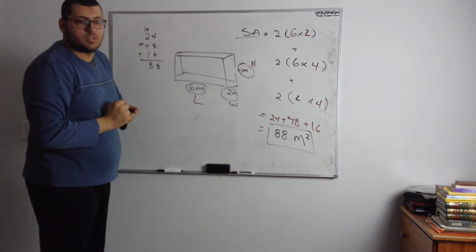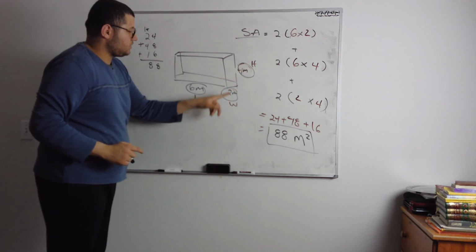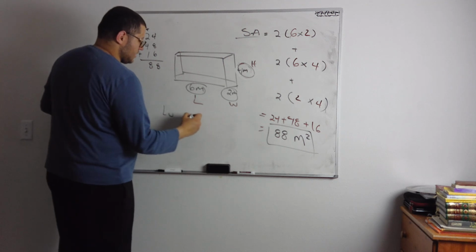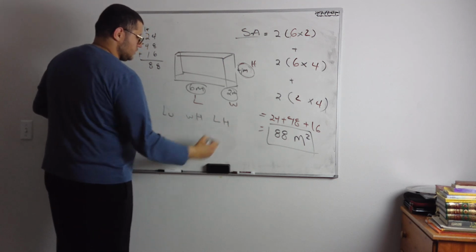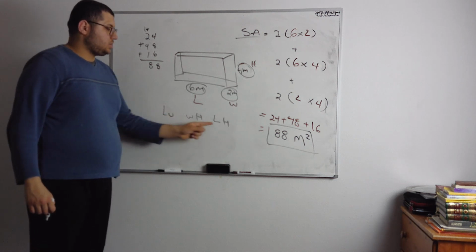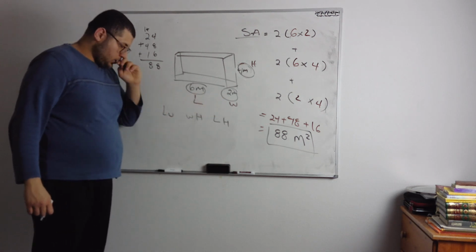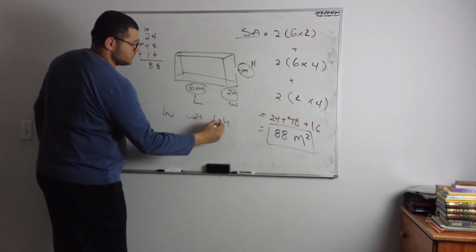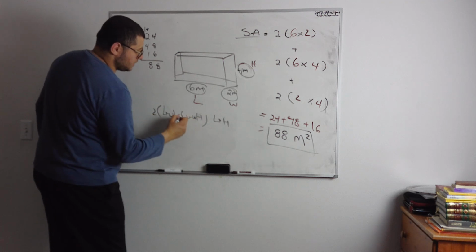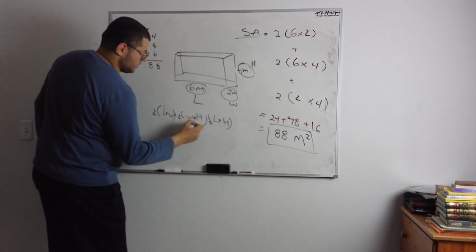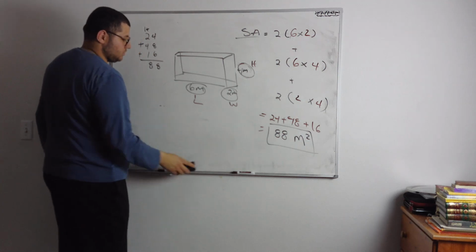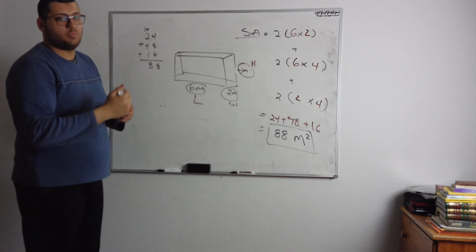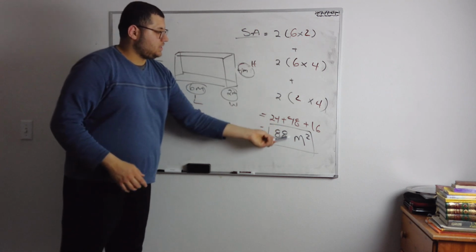So just choose your combinations. Length times width, length times height, width times height. Remember that. LW, WH, LH. Length times width, width times height, and length times height. 3 combinations. Multiply each one by 2 to account for the other side. And then what? Add them together. That times that, that times that, that times that. And then just multiply each one by 2, and then add them together to get this.